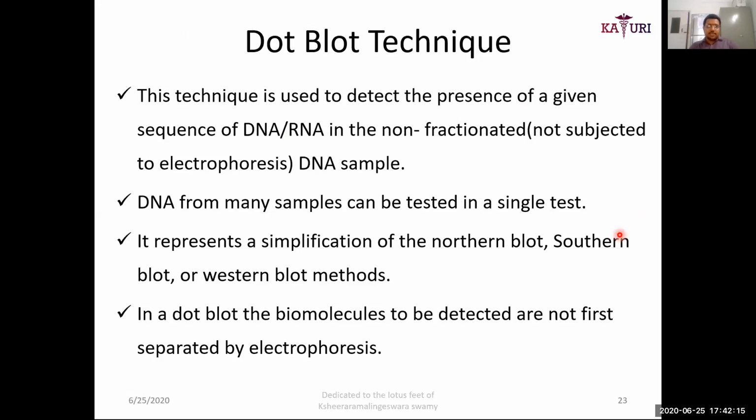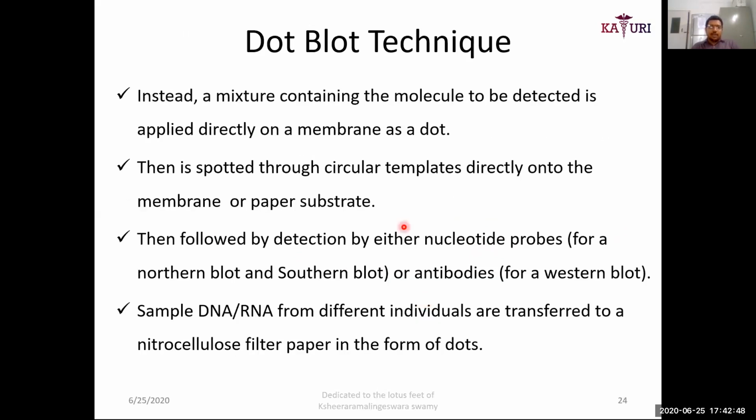The dot blot technique is used to detect the presence of a given sequence in a non-fractionated DNA sample. The most important difference between the dot blot technique and other blot techniques is that it does not fractionate or subject the sample to electrophoresis. It can test many samples in a single test, and it is a simplification of Northern, Southern, and Western blot methods. In the dot blot method, molecules can be detected directly without separation by electrophoresis. How does it happen? A mixture containing the molecule to be detected is applied directly on a membrane as a dot, spotted through circular templates directly onto a membrane or paper substrate.